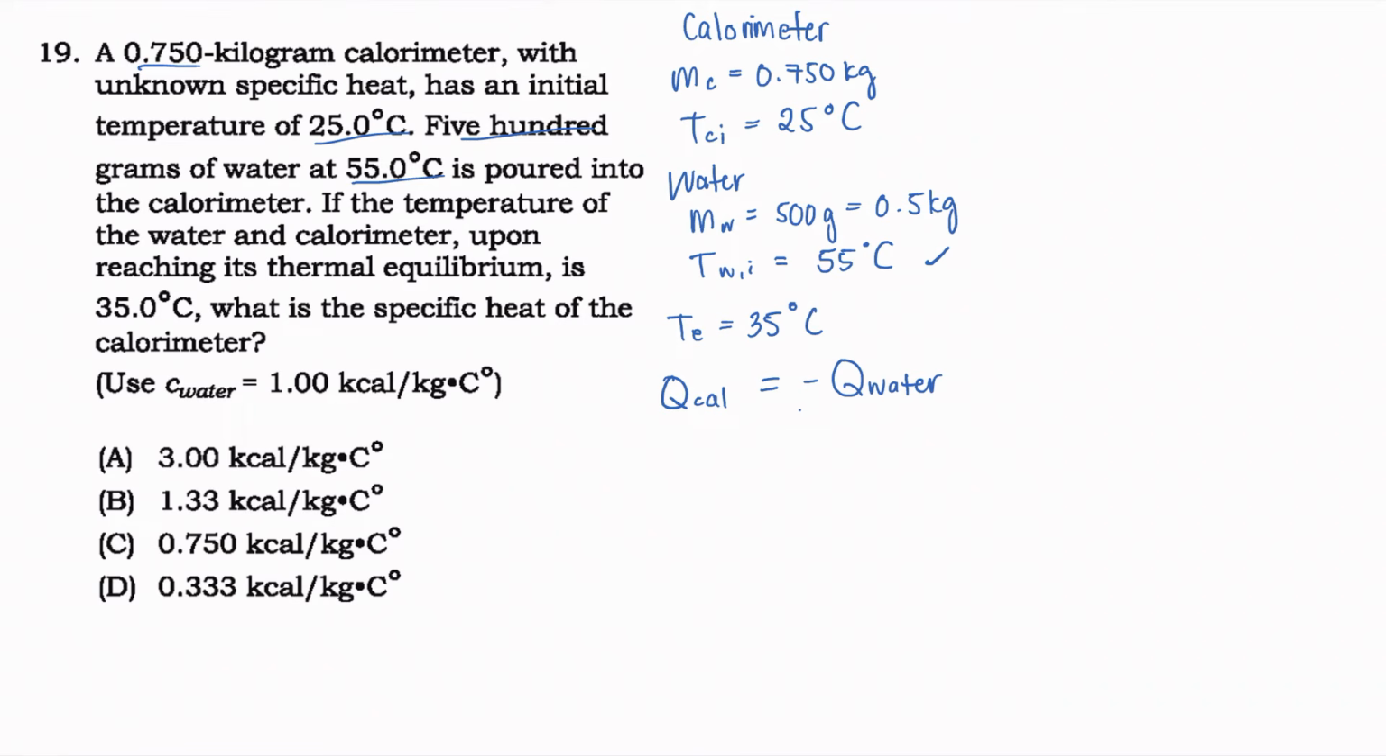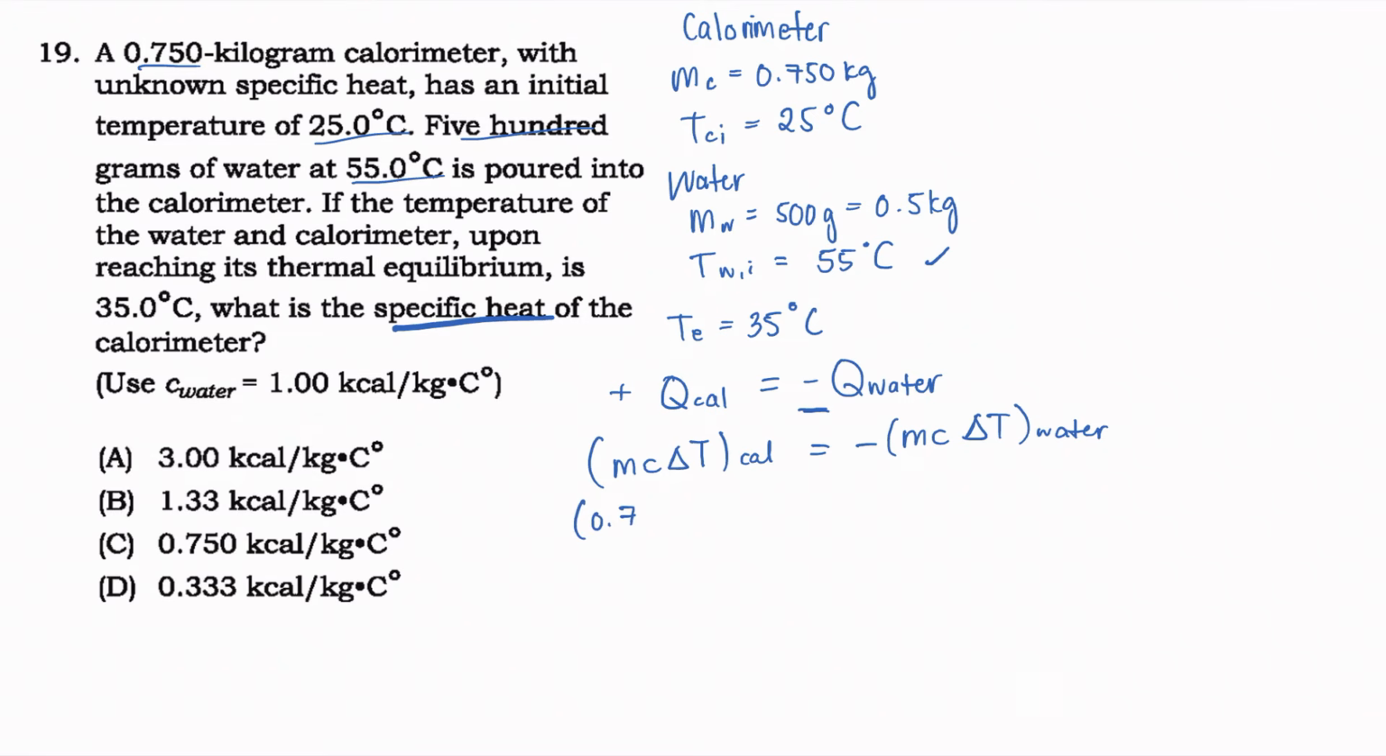So, kapag exothermic process, negative yung sign. Kapag endothermic or nag-absorb ng heat, positive yung sign ng heat. Okay, so yung formula for heat is equal to mc delta T ng calorimeter equals negative mass times specific heat times change in temperature ng water. So, pinapahanap sa atin ay yung specific heat ng calorimeter. Given naman tayo ng mga values, substitute na lang.